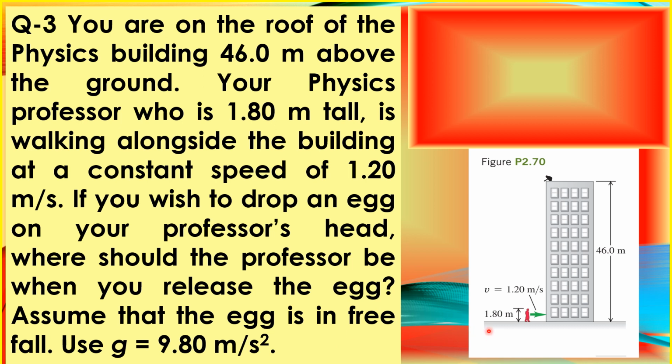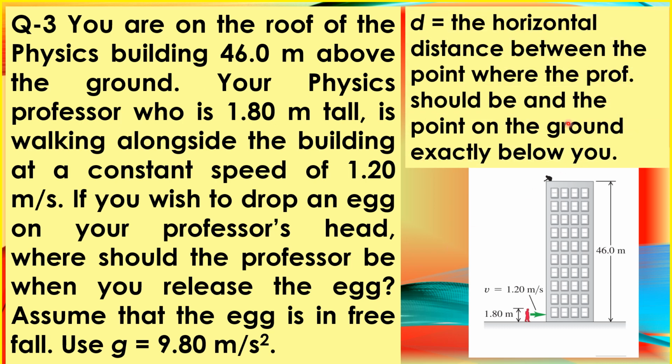So, our target variable is to determine the distance small d. This represents the horizontal distance between the point where the professor should be at the instant when you drop the egg, and the point on the ground exactly below you. So that is what we're going to determine in a short while.